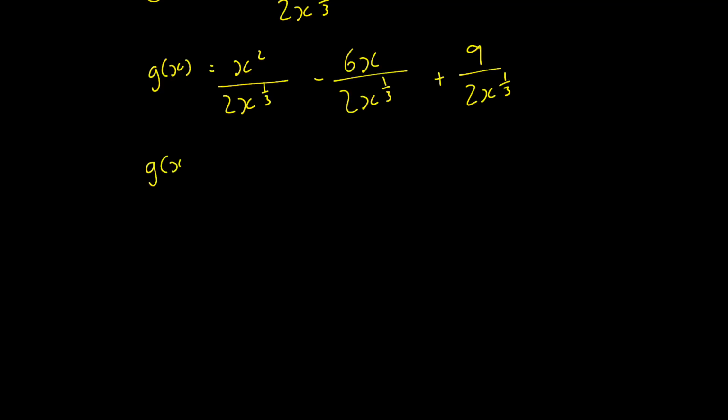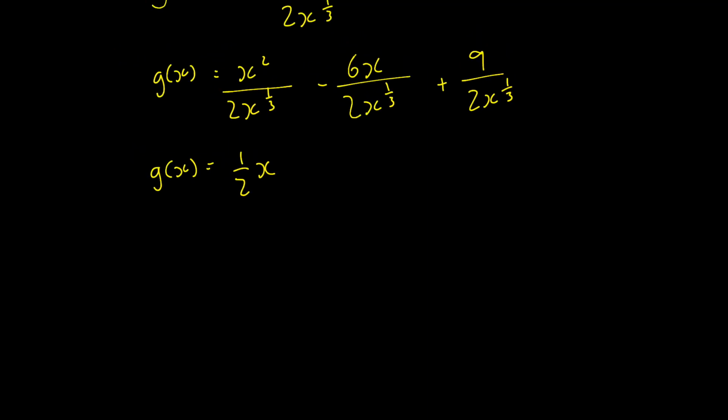So we're going to have g of x equals, now the coefficient is going to be a half, and then using exponent laws, exponent at the top is 2, exponent at the bottom is a third, so 2 minus a third gives us 5 over 3 as an exponent. All right, and then for the second term, 6 divided by 2 is 3. Now we have 1 minus a third. Remember, the top here is actually a 1. So 1 minus a third leaves us with 2/3.